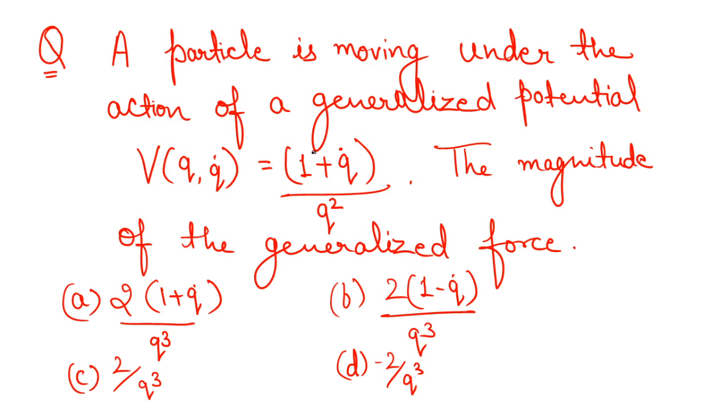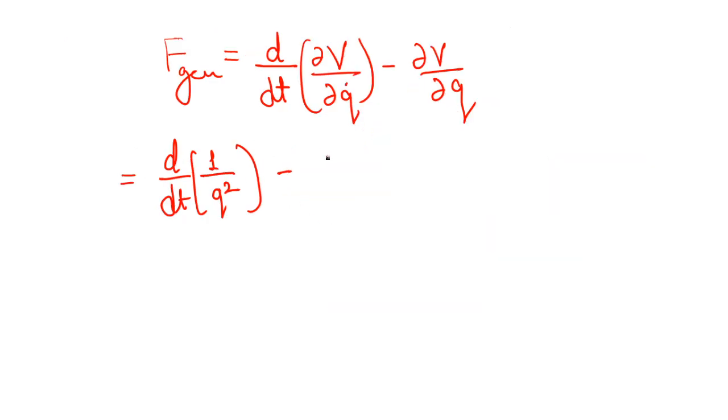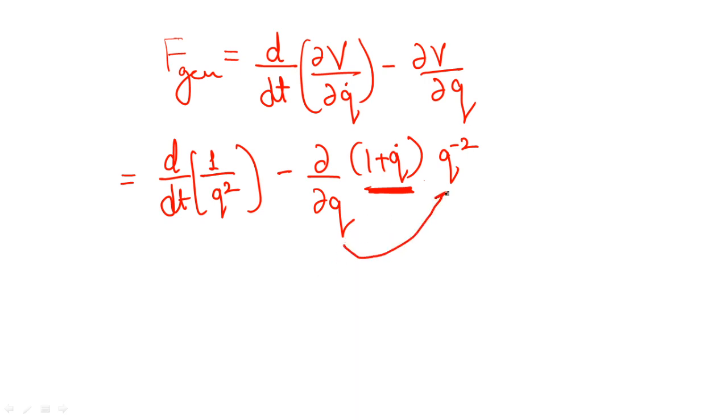When you consider del V upon del q, what you will get from there? Let's write V as (1 + q dot) times q to the power minus 2. That's how you can write it. Since it is a partial differentiation, the first term, that is 1 + q dot, will behave like a constant here, and you just need to operate the differentiation operator on q to the power minus 2.